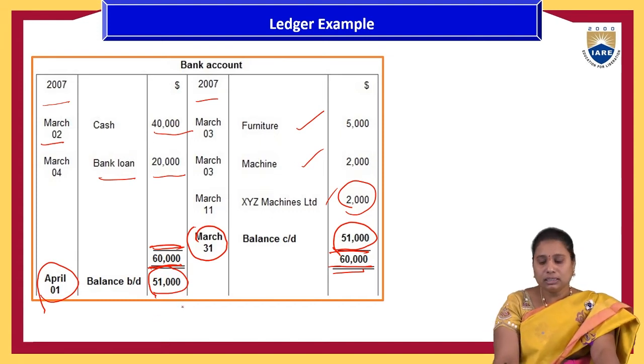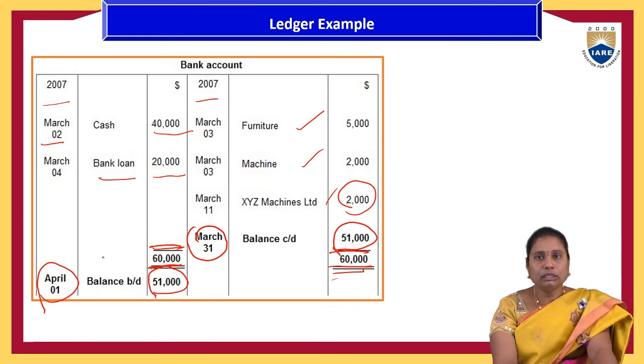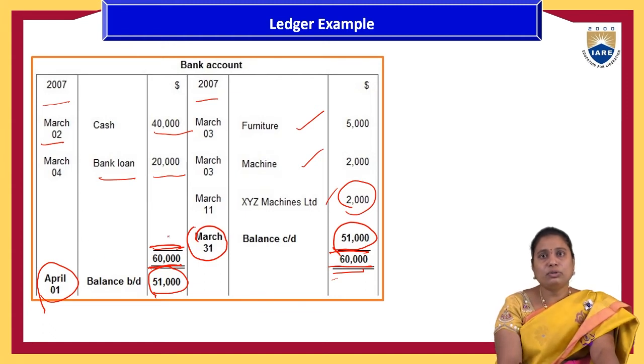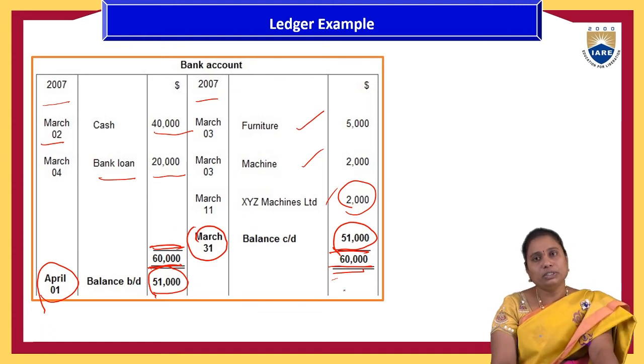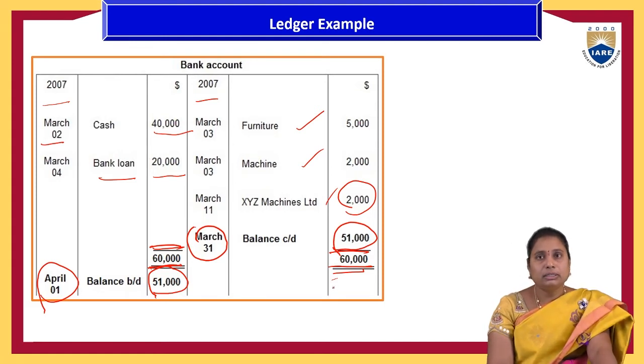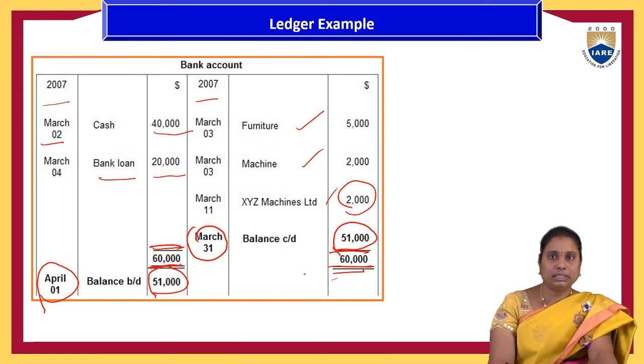Suppose on the credit side it is 60,000 and on the debit side it is 9,000. Then we have to write here the balance carried down amount of 50,000, and on the opposite side we have to write the balance brought down amount of 51,000. Like this, on opposite sides, we have to make these transactions.